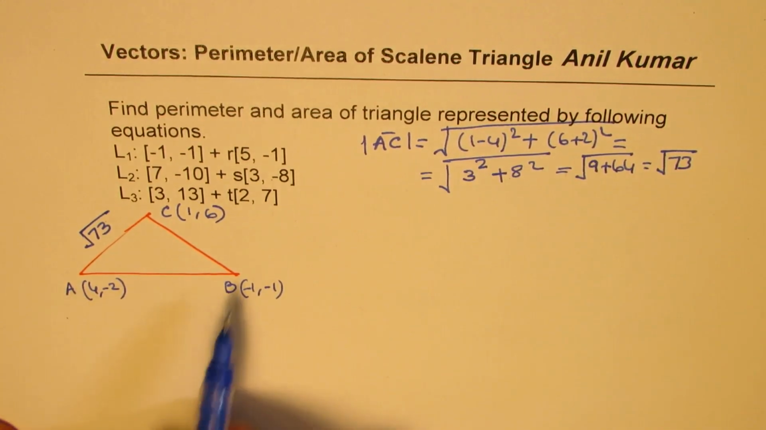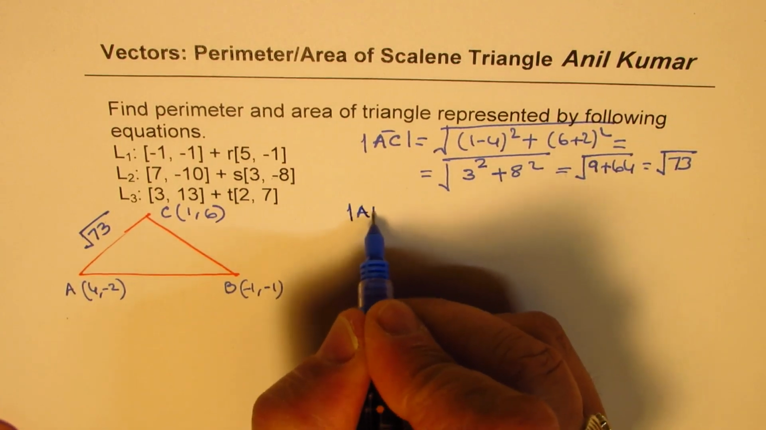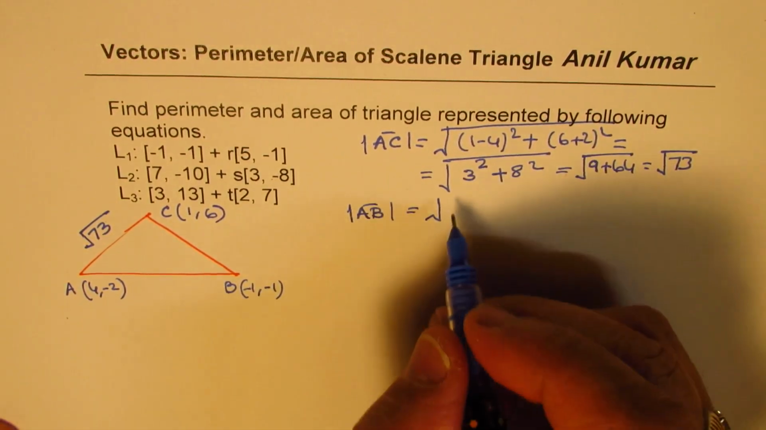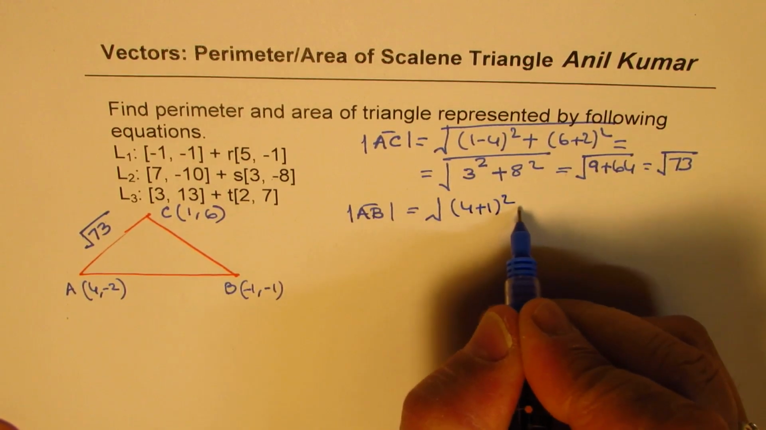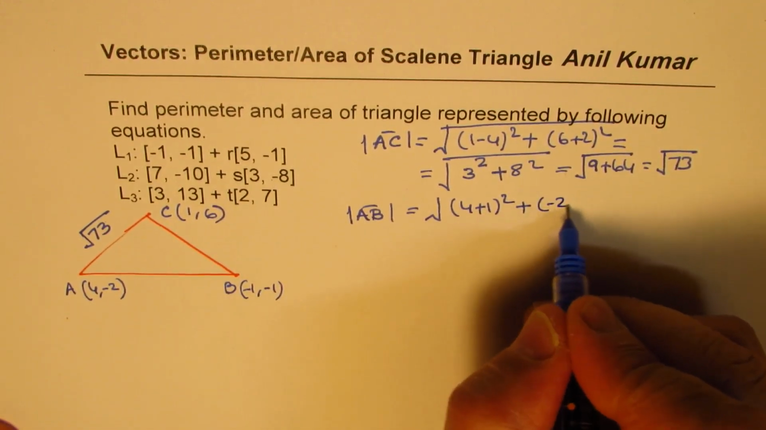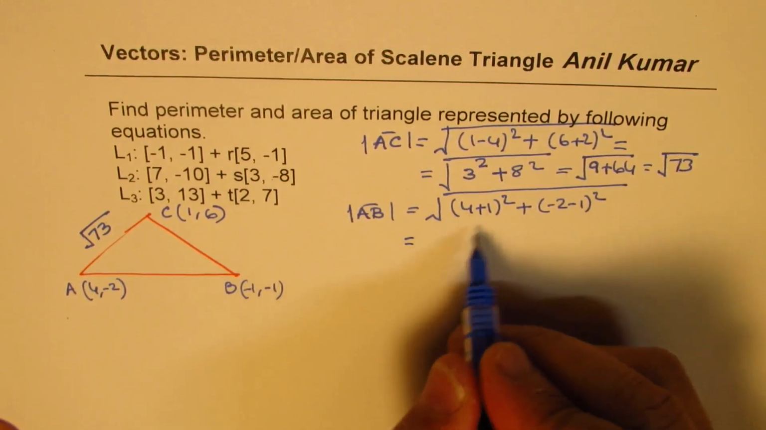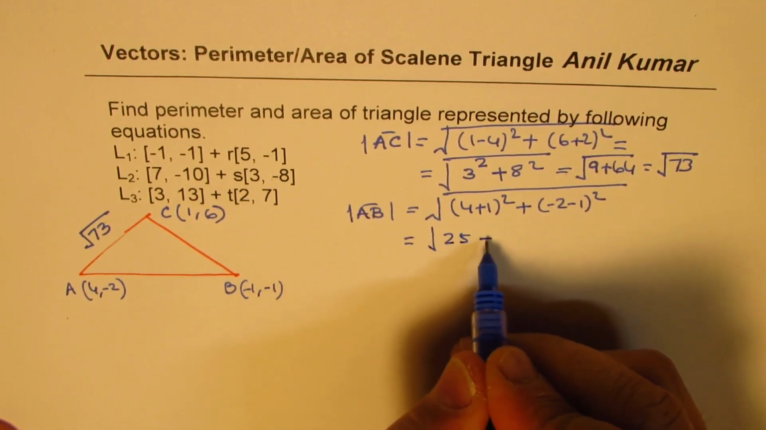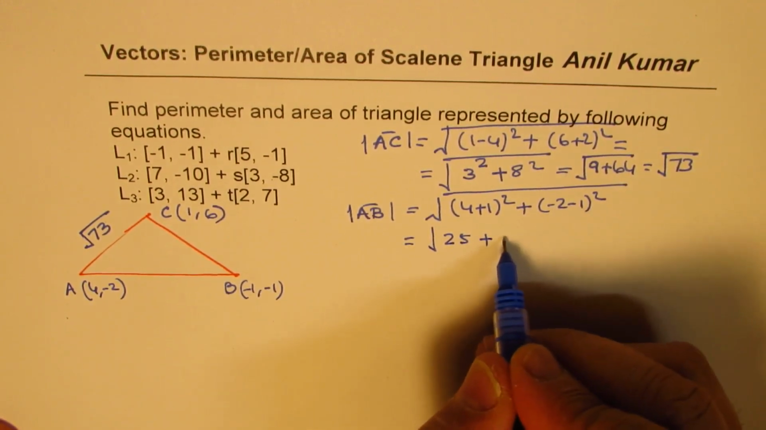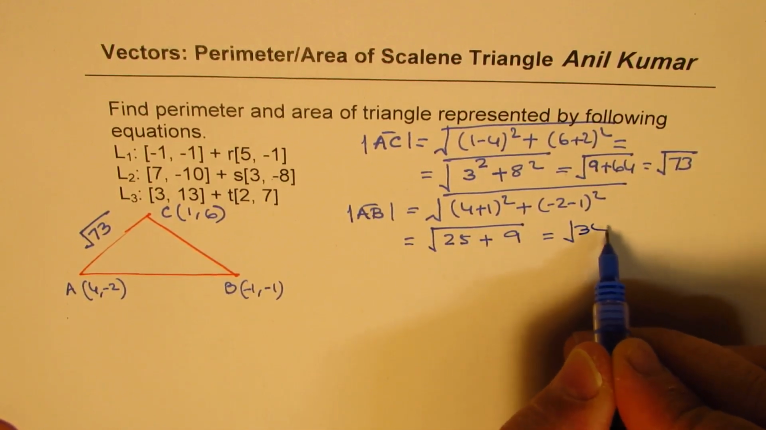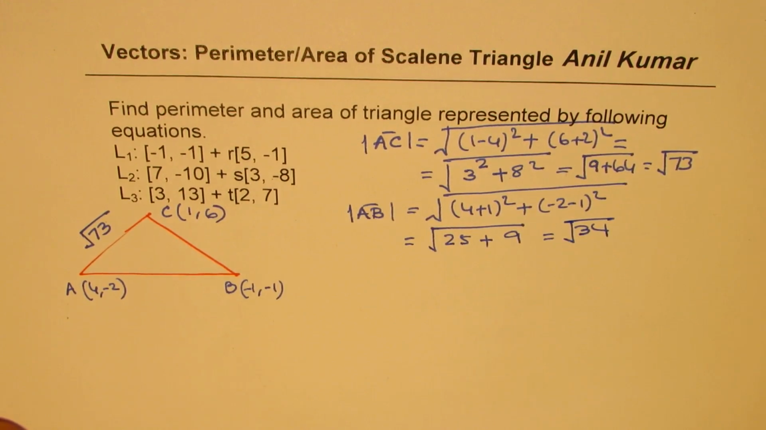Now let's find A to B. Magnitude of AB, this side length, is square root of 4 minus 1, which becomes plus 1, whole square, plus minus 2 minus 1 whole square, which is 5 square, which is 25, plus 3 square, which is 9. So it is square root of 34. Right? So that becomes the side AB, square root of 34.